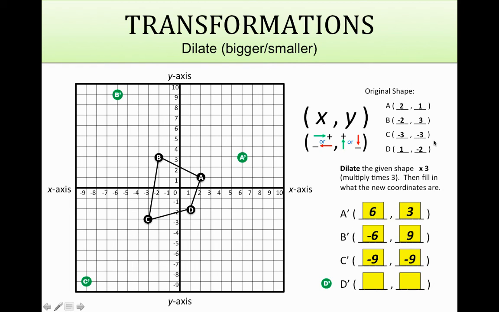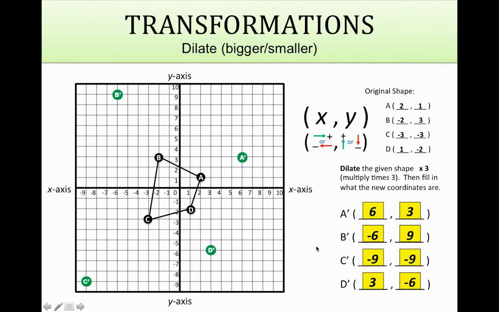All right, and then let's take a look at D. 1 times 3 is going to be 3 for this coordinate. And then -2 times 3, all right, negative times a positive, -6. So, whoops, forgot to grab D prime here. All right, so that's 3, and then -6 will be right there.